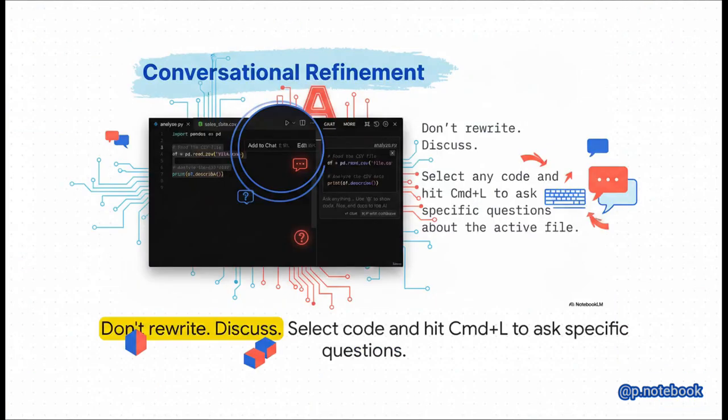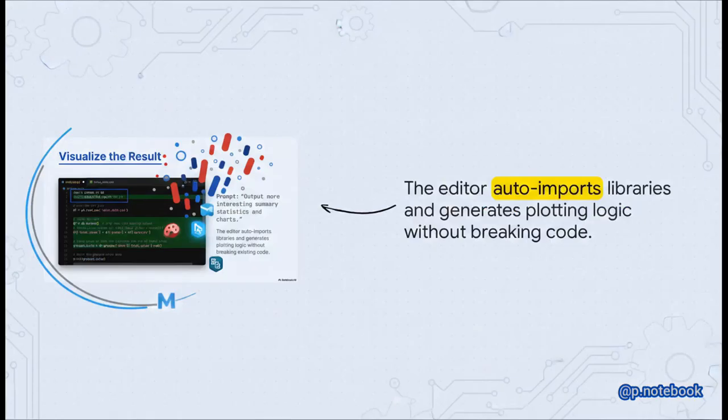Now, this deep context unlocks something amazing: conversational refinement. Instead of just telling the AI to rewrite a block of code and hoping for the best, you can highlight any section, hit Cmd L, and start a chat about that code. You can ask it to explain things, find bugs, or help you refactor. You're working with it.